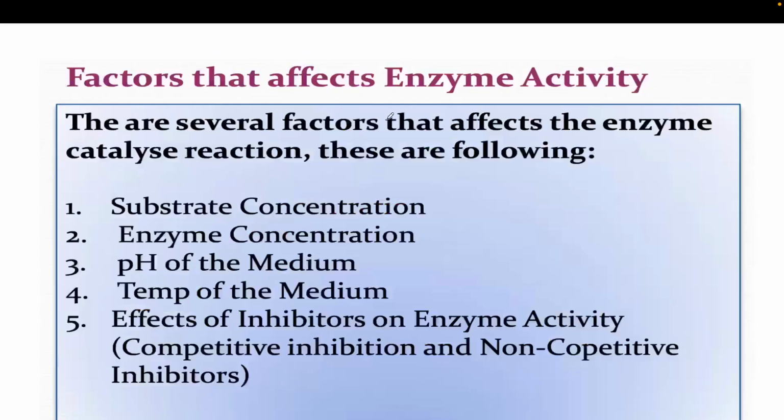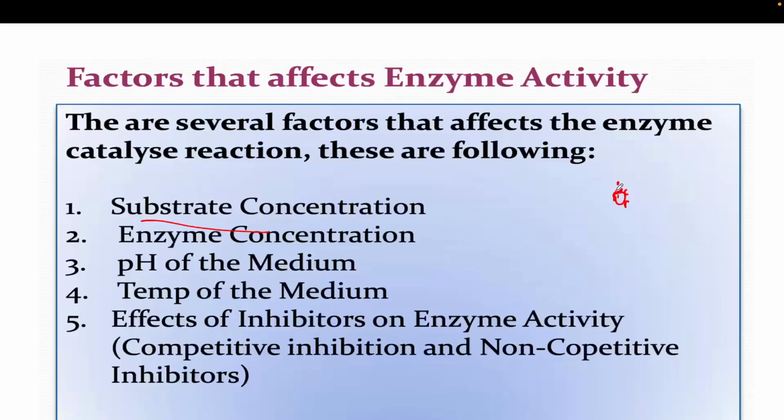So, the factors that affect enzyme activity. There are several factors that affect the enzyme catalyzed reaction. These are the following. The first one is the substrate concentration. Suppose you are increasing the substrate concentration. Like, this is the enzyme, and it has only three sites. In the starting, when you give only a single substrate, it can quickly convert it, because it has three sites for this substrate. So it can quickly convert this substrate.